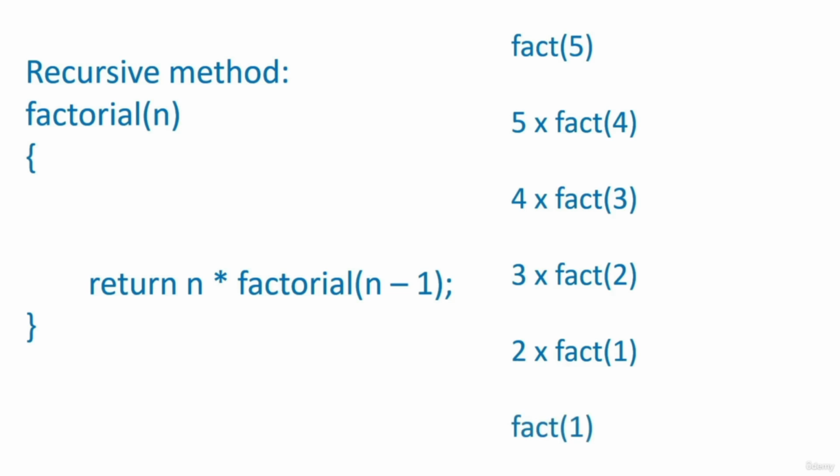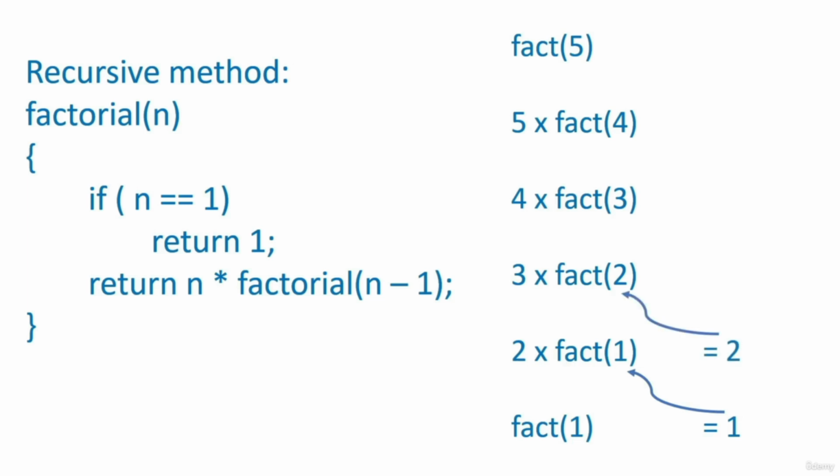Now comes the factorial of 1. Now we know that the value of factorial of 1 is equal to 1. So in our function, we will write a base condition: if n is equal to 1, return 1. So our factorial of 1 will return 1. So this value will go to the factorial of 2 and it will get multiplied by 2, giving the result as 2.